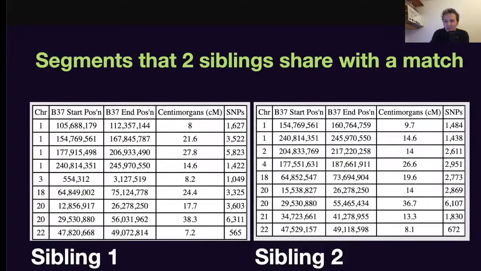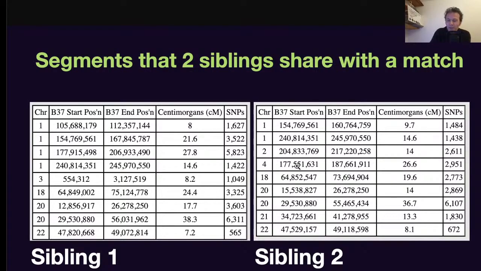So if we look at these segments here I've got in this graphic, on the left here we've got the segments that sibling 1 happens to share with a match. So if we call that David, I don't know. And then if we look over here, we've got the segments that sibling 2 shares with that same match. And if you look closely there, you can see that some of those segments are the same. So they've both got this segment that starts on 240 million on chromosome 1, but lots of them are different. There are some different segments on chromosome 1 that this person's got. This person's got a big one on chromosome 4 that this person doesn't have.